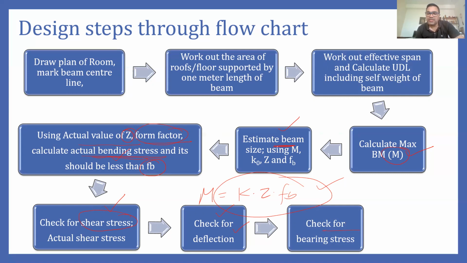And if our beam passes in the deflection, then we will check our beam for the bearing stress criteria. So in case, by chance, our beam is not satisfying any of the conditions, in that case we will revise the size of beam and then again check the beam dimension for these four criteria: one is the bending moment criteria, second is the shear stress, third is the deflection, and fourth is the bearing stress. So that is the process that we are going to follow in our design.